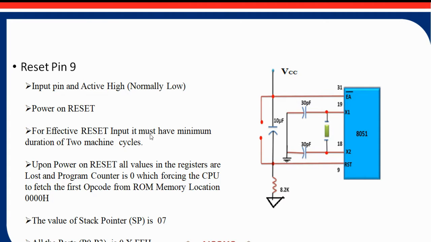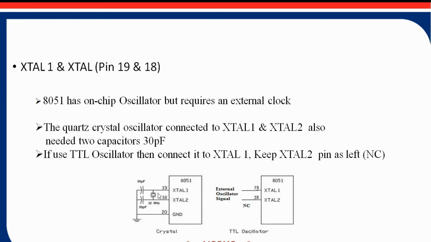For effective reset input, it must have a minimum duration of 2 machine cycles. Upon reset, all the values in the registers are lost and the program counter is 0, which forces the CPU to fetch the first opcode from ROM location 0. Only the stack pointer value is 07, and all the ports of the 8051 become input ports. So it is 0xFF.